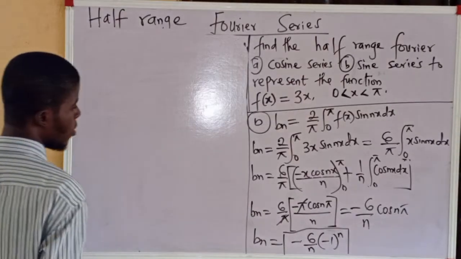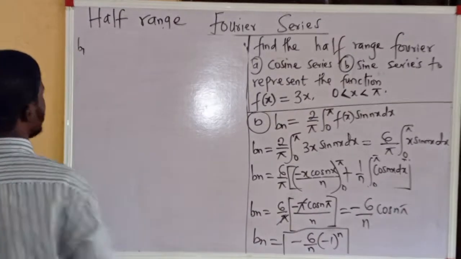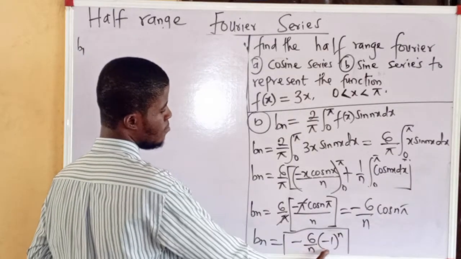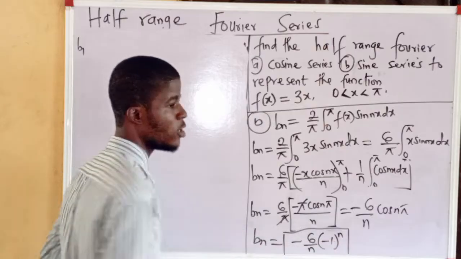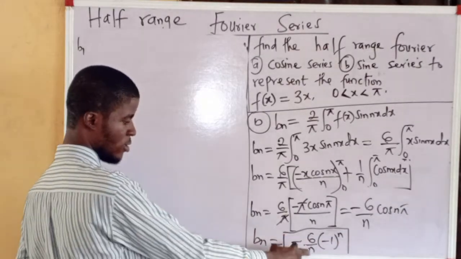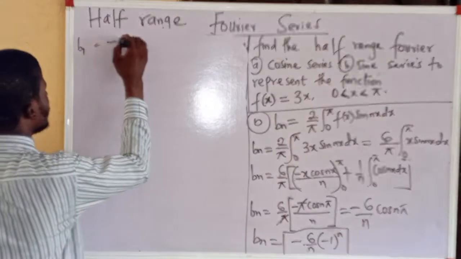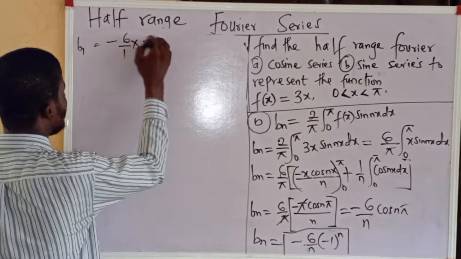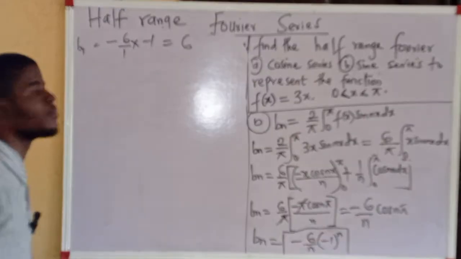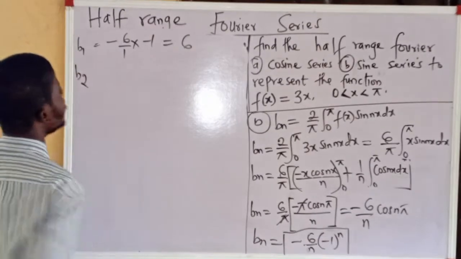Okay? So, b1, that is when n equal to 1. Plug in 1 here. Minus 1 raised to the power 1 is minus 1. So, minus 1 times 6 over 1, that will be minus 6 over 1 times minus 1. Alright? Which is equal to what? 6.